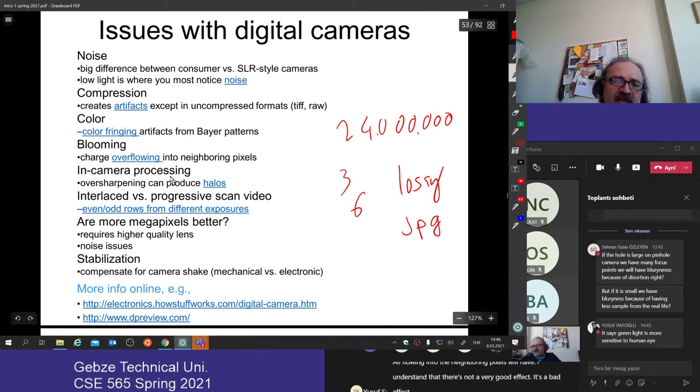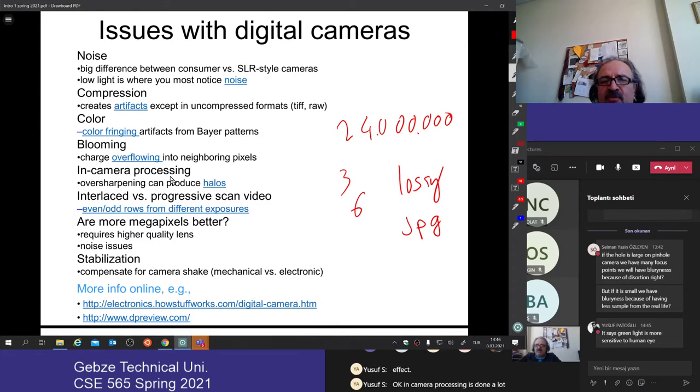In camera processing, a lot is done. Before producing the JPEG file or other files, there is lots of sharpening going on, histogram equalization, etc.